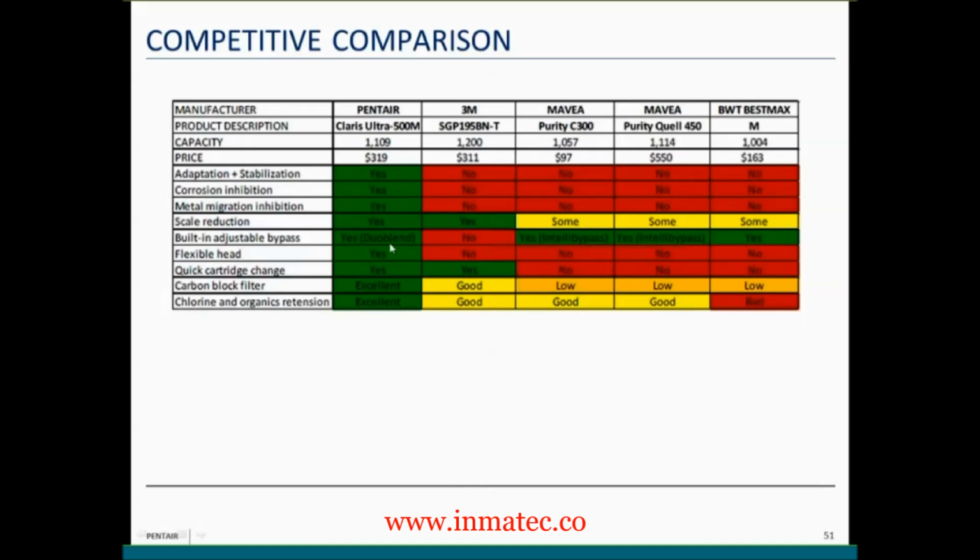We have flexible heads. We have multiple heads for the Claris. Our competitors only have a single head. We have a quick change cartridge. Only one of our competitors has a quick change cartridge, which allows you to vary size of cartridge depending on your needs and can grow with your customer. Ours has a built-in carbon block. It's an excellent carbon block, better than our competition. Chlorine and organic retention, excellent on this carbon block, better than our competition.